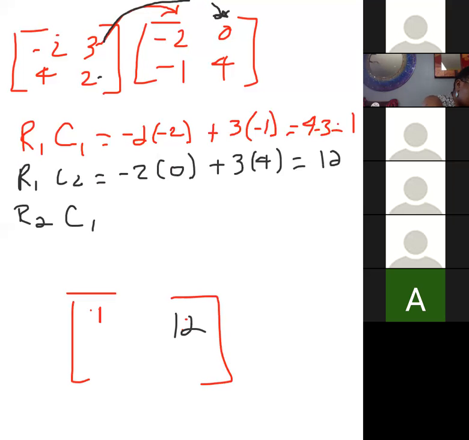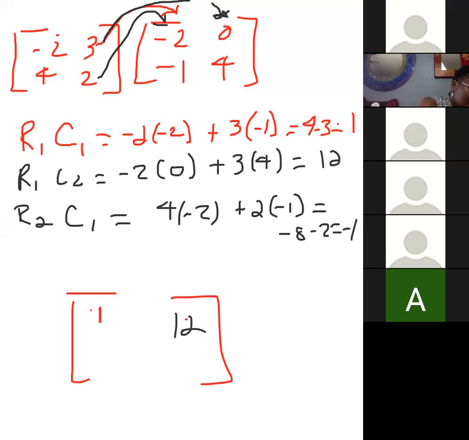Now we're going to go to row 2, column 1. So we're going to take this row right here, multiply it by this column. So we're going to get 4 times -2 plus 2 times -1. So that's going to be -8 minus 2, which is -10 with this element right here, -10. That's a 10 there, guys, okay?